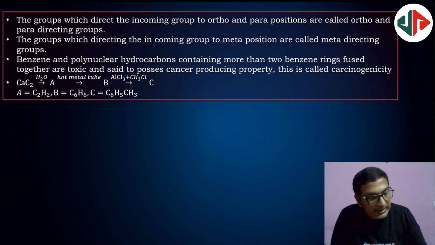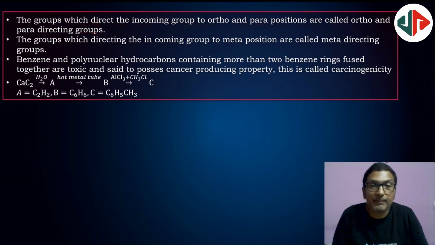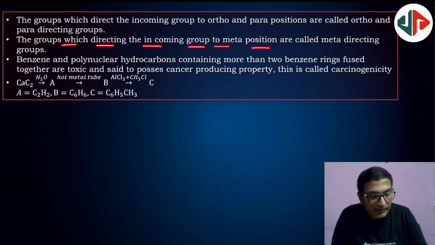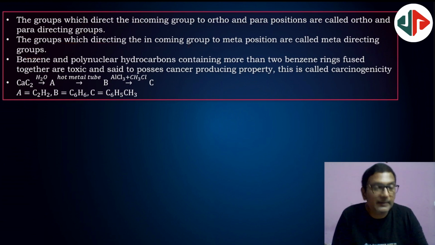The groups which can direct the incoming electrophile to ortho and para positions are known as ortho-para directing groups. Next, the groups which direct the incoming group to the meta position are meta directing groups. Next, benzene and polynuclear hydrocarbons containing more than two benzene rings fused together are toxic and are said to possess cancer producing property. This is known as carcinogenicity.